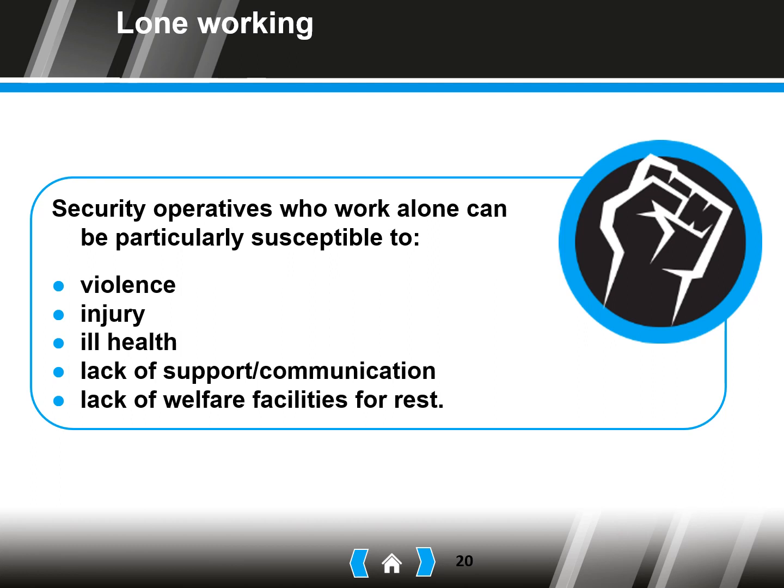Security operatives who work alone can be particularly susceptible to violence, injury, ill health, a lack of support or communication, and a lack of welfare facilities for rest. So you might get a question on this about working on your own, lone working, and they're your possible answers that are going to come up in your multiple choice test. So if you want to make a note of them, just pause it and make a note if you need to.